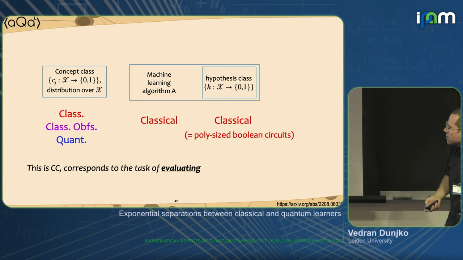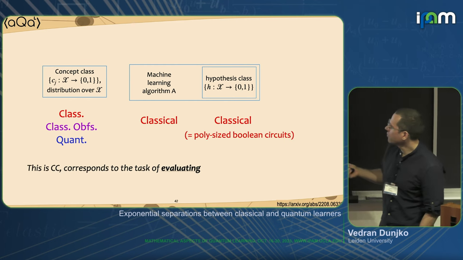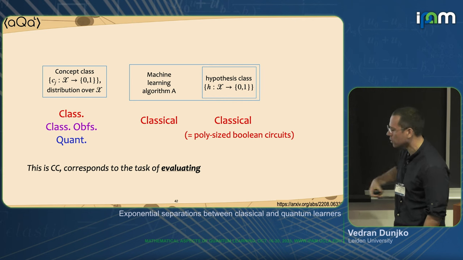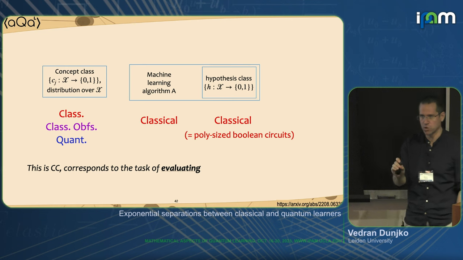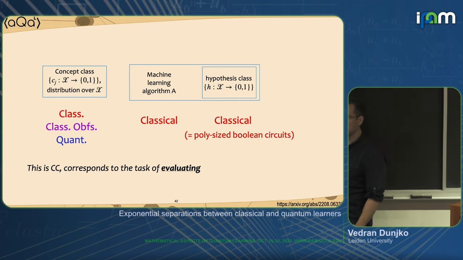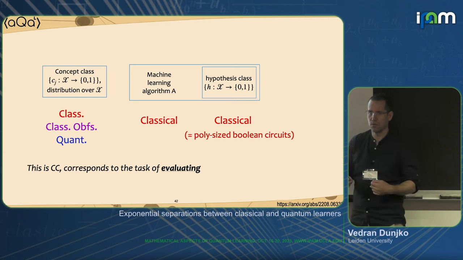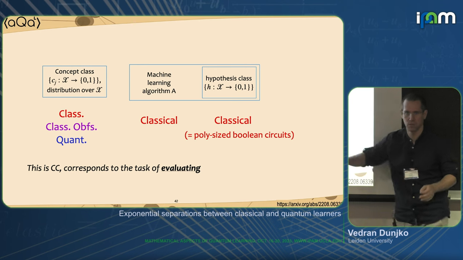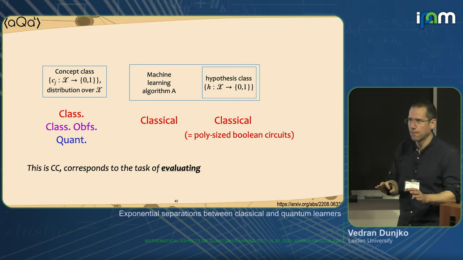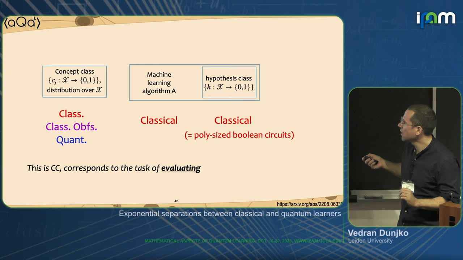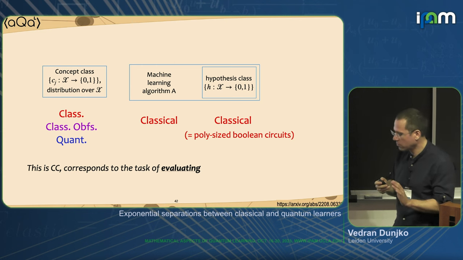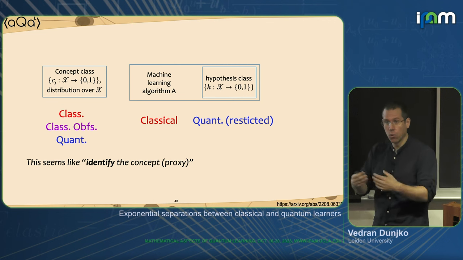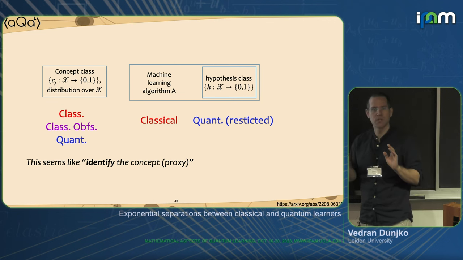So some of these things make sense. What we had before, if this is any of these things and the machine learning algorithm is classical and I have to output a classical description of the function that does the job, this is the task we're evaluating, right? Because if I can evaluate and I'm classical, then there's a polynomial size circuit which does it, right? That's what I mean by evaluate now. Okay? So the hypothesis class and the learning algorithm are runnable on a classical machine in polynomial time. If I make the hypothesis class say quantum, then I might be talking about something else, right?